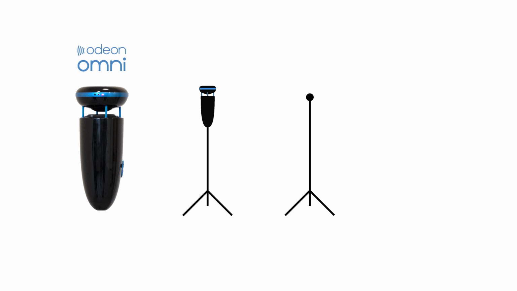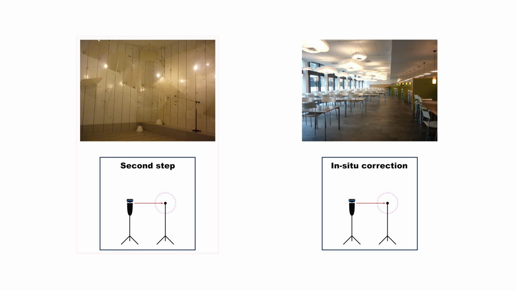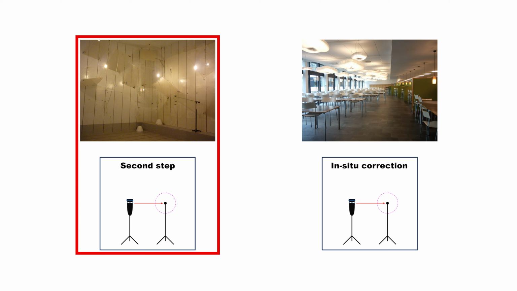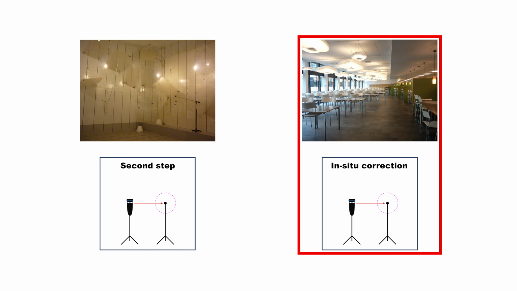If you own an Odeon Omni, it becomes even easier to perform calibrated measurements. This is because we can provide the intermediate calibration file for the Odeon Omni, so you don't even need to make any measurements in a reverberation or anechoic chamber. All you need to do is the on-site measurements, both the normal ones and the in-situ correction.